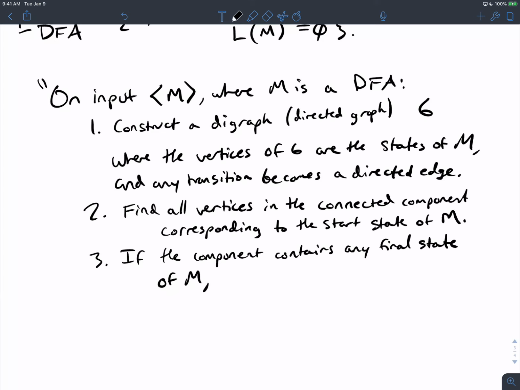Well, if it does have a final state in that connected component, what does that tell us? That tells us that there is a way to go from the start state to some final state somewhere. And what do we know about the language in that case of the DFA? It's not empty. Well, we're trying to answer the empty question. So should we accept or reject here? Reject, good.